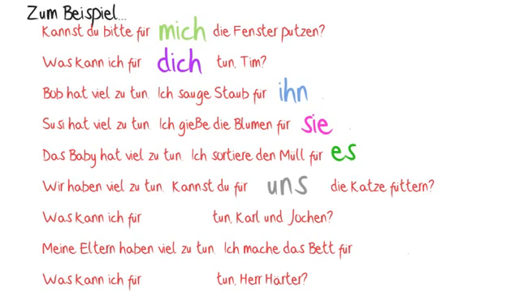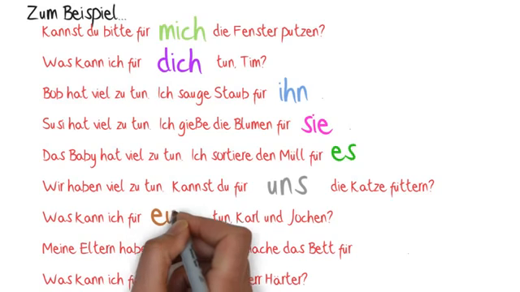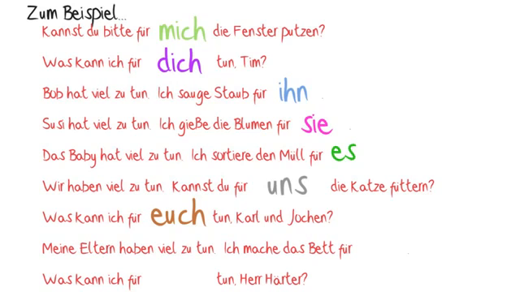The next one usually stumps English speakers who don't have a plural informal form of address in their language. We're addressing two people informally, so we can't use dich. That would be for only one person. We also can't use ihr because that's the nominative case form, not the accusative case form. Instead, we need to use euch.